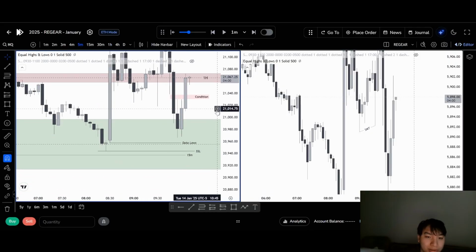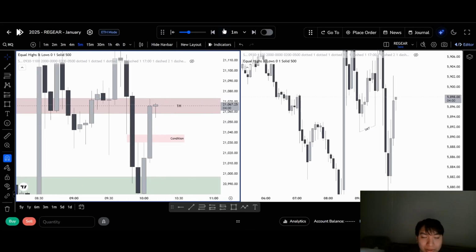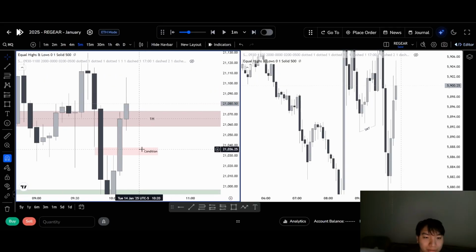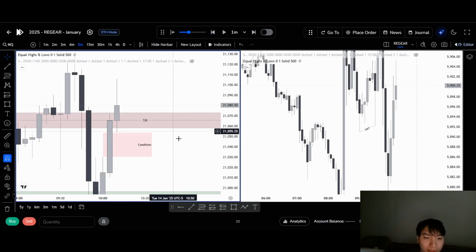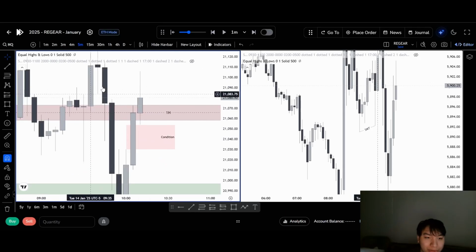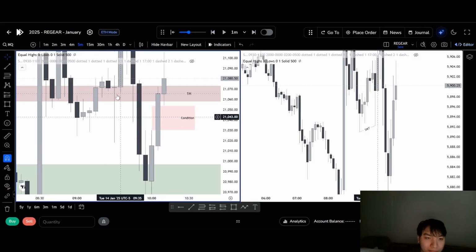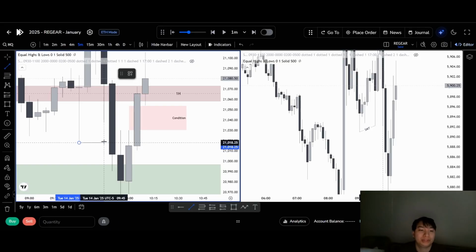I don't like this. Wish we could just go and sweep down all of this, but if we are longing, I wouldn't mind it. Okay, we left this 5. This becomes our new condition. We also swept into this 5. Unfortunate, man. Fortunate.